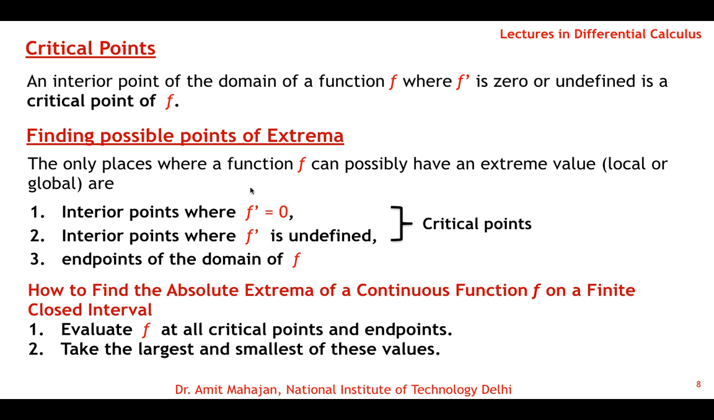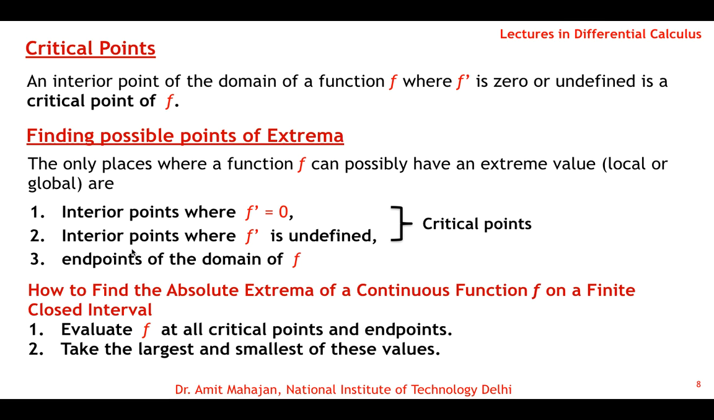So the method is very simple. Given a function, you calculate its derivative. Then you solve to find the critical points. That means you put f dash equal to 0 and find the critical points. Also check all those points where the derivative is undefined. All those will become critical points.